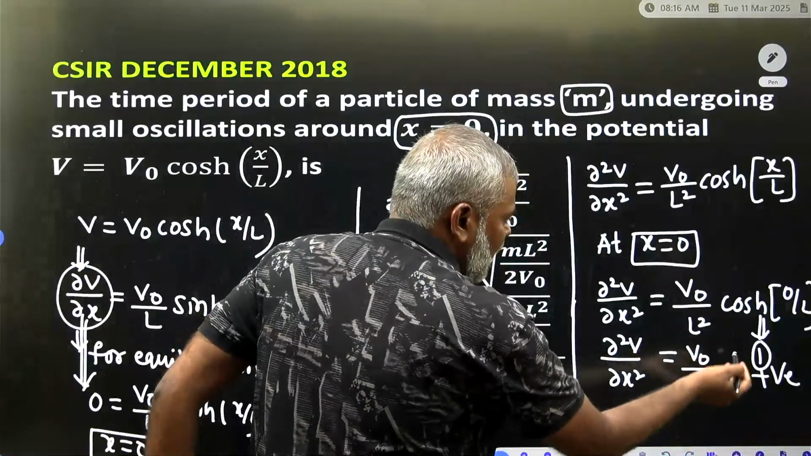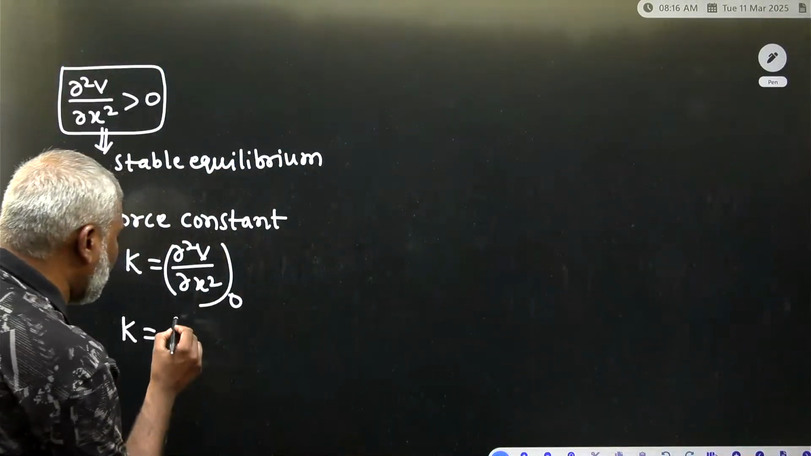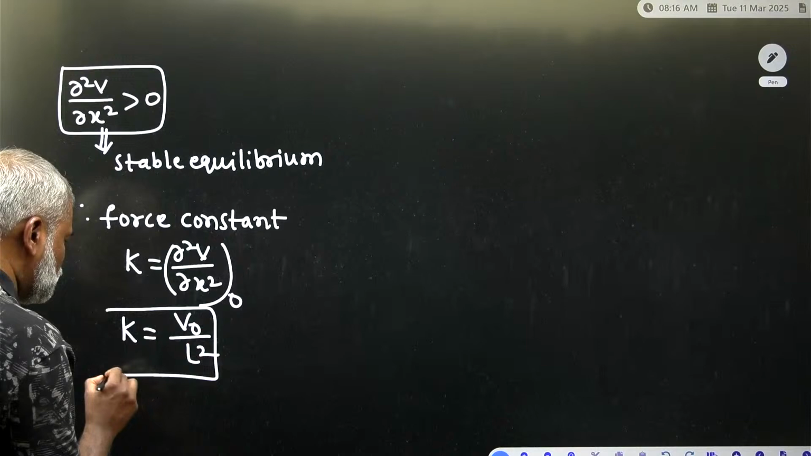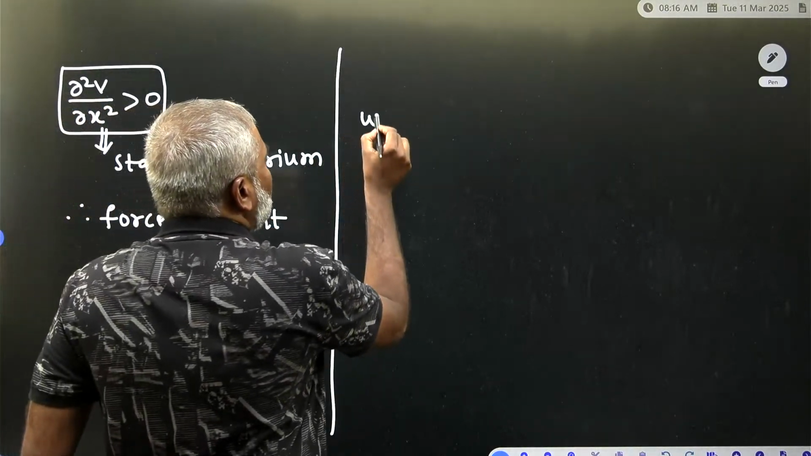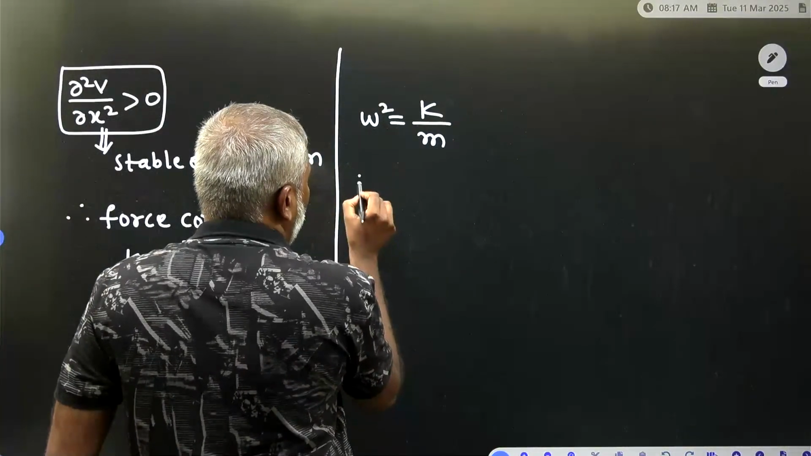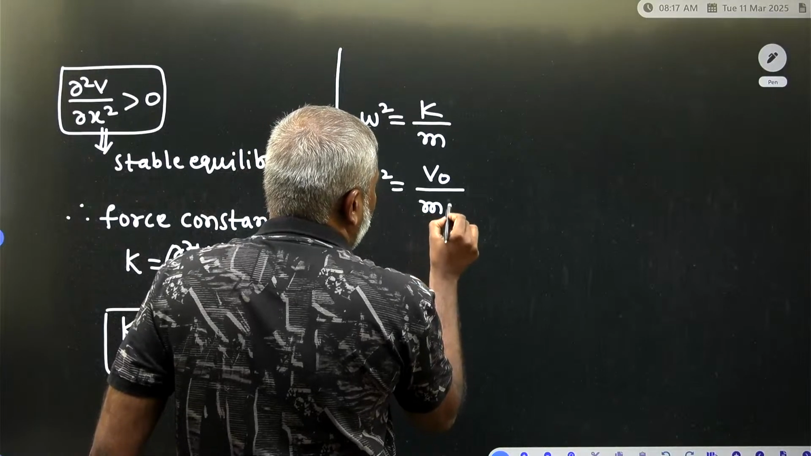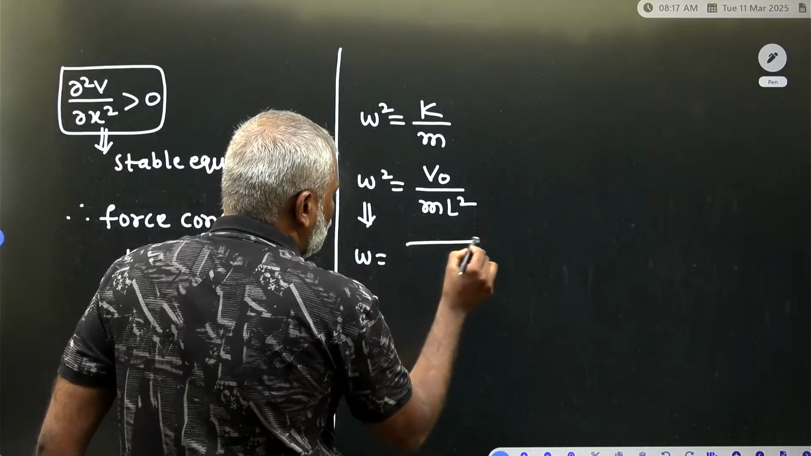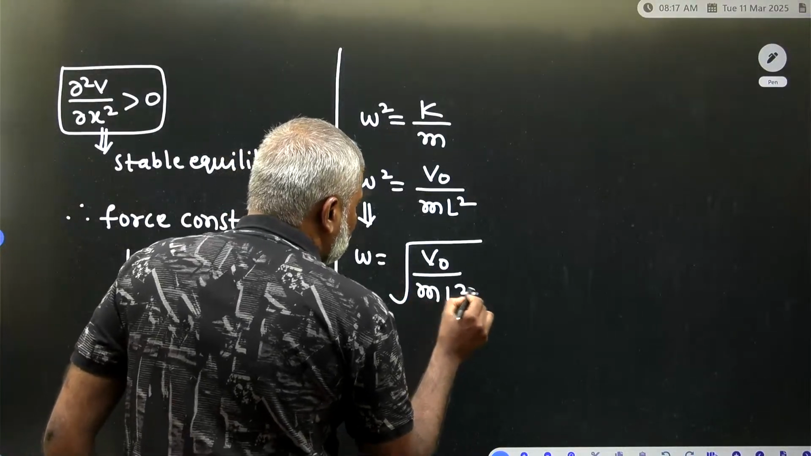So ∂²V/∂x² is equal to V naught divided by L square, which is equal to K. But we know that omega square is equal to K by M. Omega square is equal to V naught divided by ML square, where omega is equal to square root of V naught divided by ML square.